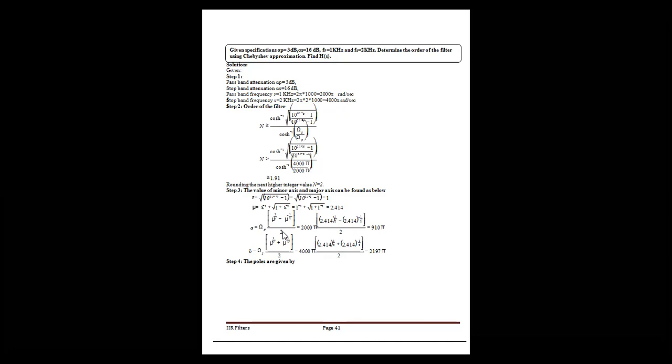2197 pi. Okay, the next thing, we have to find the poles, and the formula is s equal to A cos phi k plus j B sin phi k, where k is equal to 1, 2. In this case, phi k is equal to pi by 2 plus (2k minus 1) divided by n, into pi.